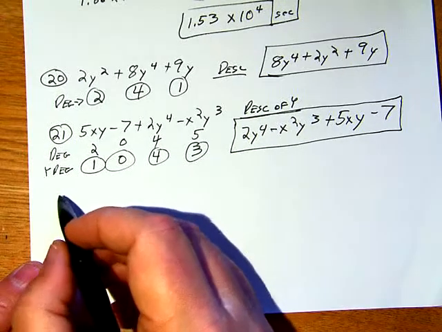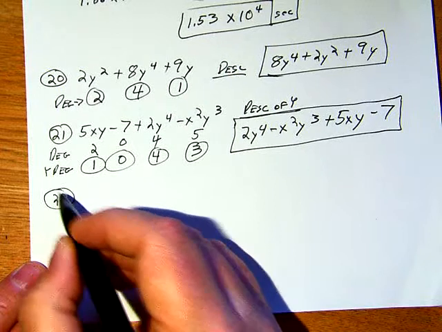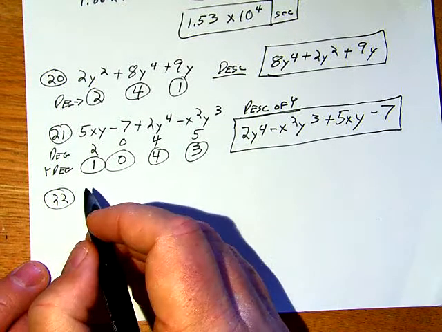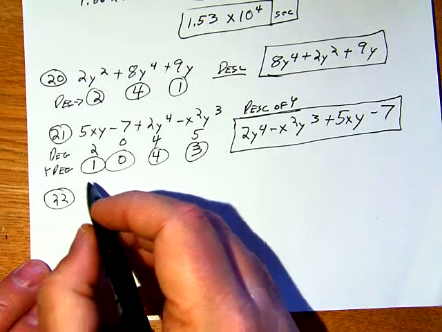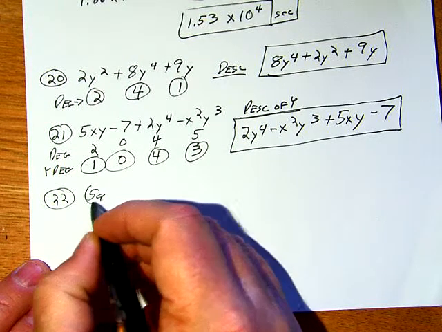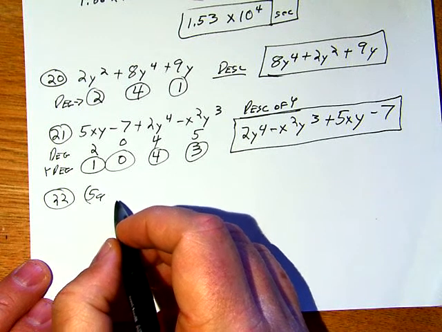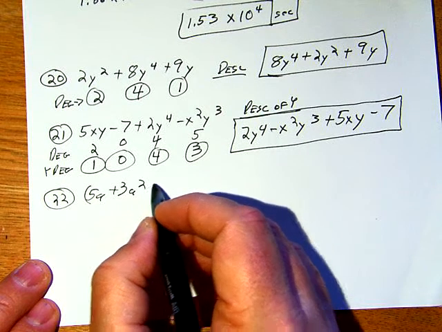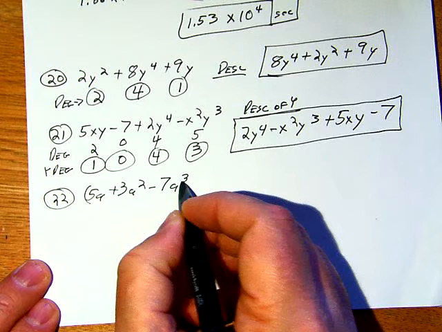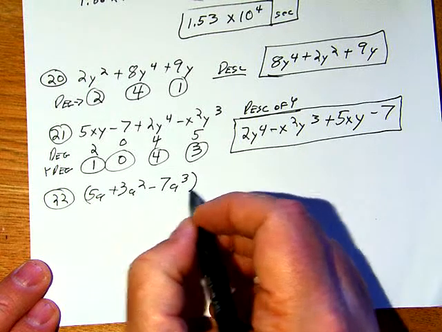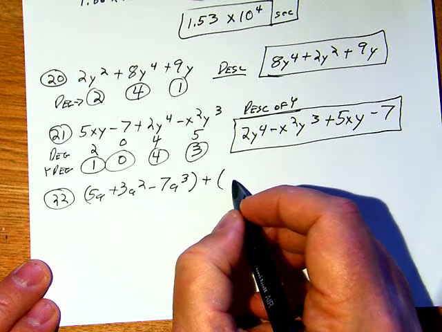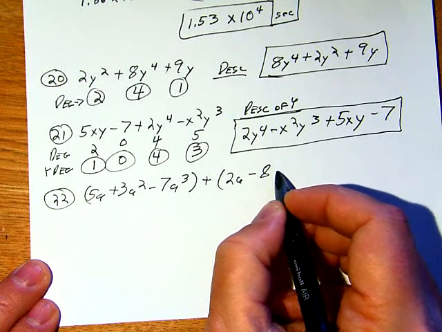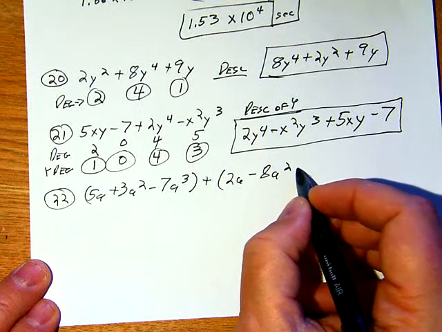Alright, 22. Find each sum or difference. So in 22, we have 5a plus 3a squared minus 7a cubed plus 2a minus 8a squared plus 4.